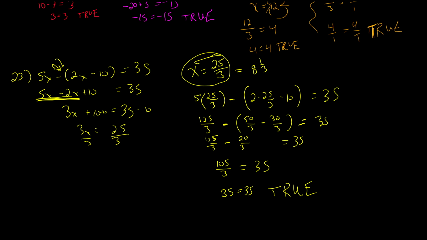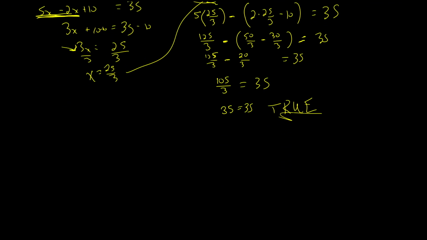And so notice how we focus on the one side until we get x on its own. Right, x equals 25 thirds. And then we check it. We always check to make sure that we're maintaining our true value. All right, let's do some things on both sides of our equation now.